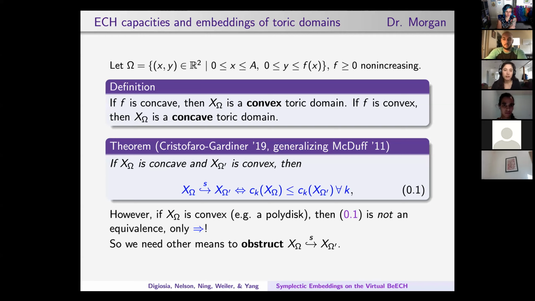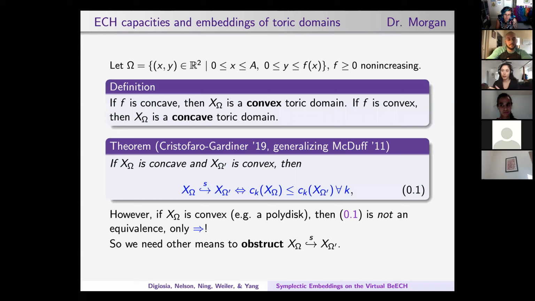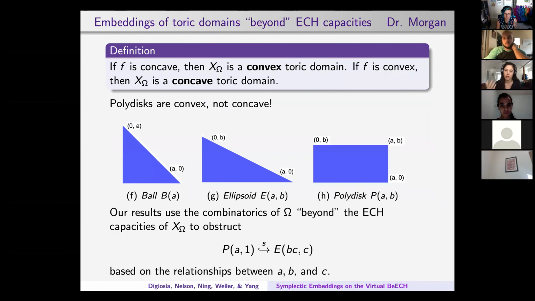In generalizing McDuff's work, Christopher Gardner proved that if the domain is concave and the target is convex, then this blue equation that we've been carrying with us throughout this section of the talk is actually an equivalence. We know the rightward pointing arrow: if we have a symplectic embedding, we get the inequalities of capacities, but in some cases we actually get an equivalence. But if our domain is not concave, then we need other means to obstruct symplectic embeddings because this blue equation doesn't work.